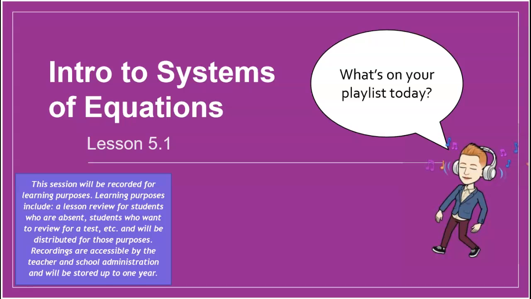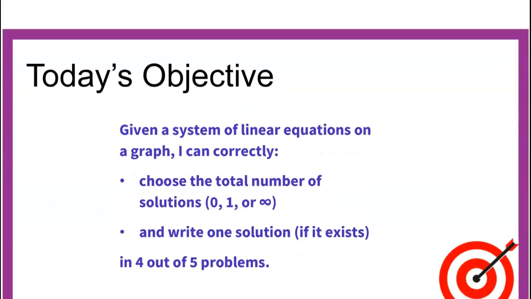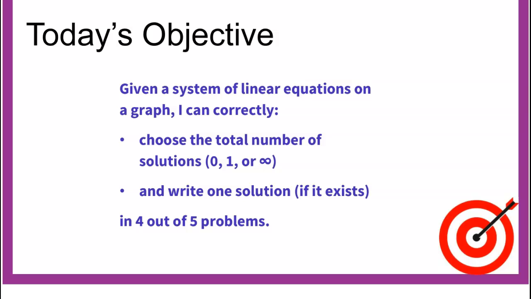Today we're going to be looking at Intro to Systems of Equations. And our objective today is, it's kind of a long one: given a system of linear equations on a graph, we'll talk about what that means, a system, I can correctly choose the total number of solutions, either 0, 1, or infinity, and write one solution if it exists, in 4 out of 5 problems.